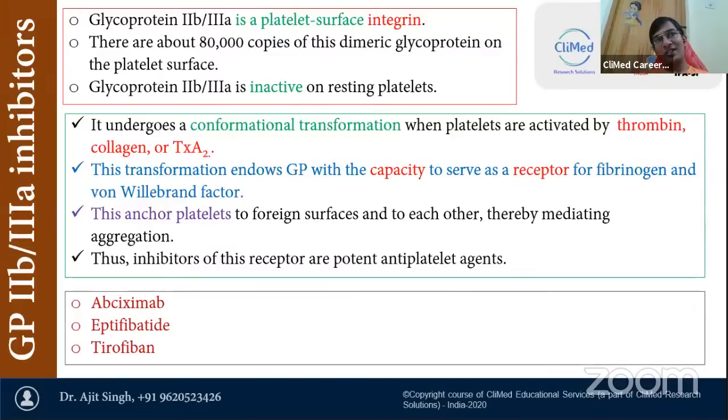As I told you, the indication is in the case of MI, in the case of procedures, when we need the acute suppression of huge platelet aggregation. In that case, we need these drugs, right?